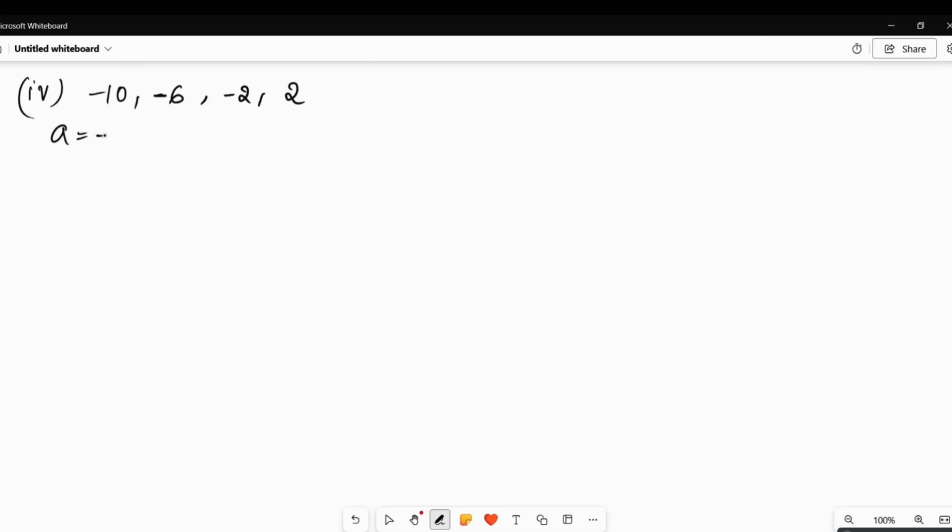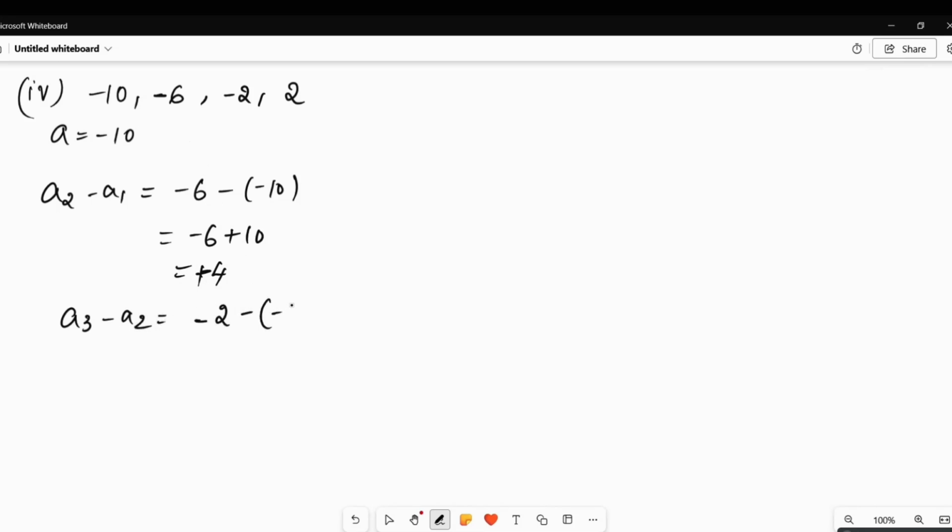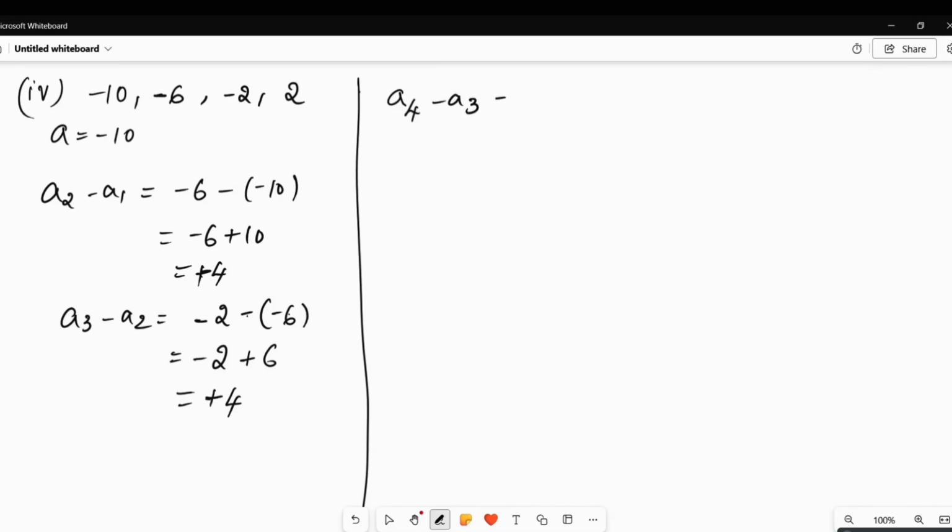Plus 4. A2 minus A1 is minus 6 minus of minus 10. So minus 6 plus 10, it is plus 4. So A3 minus A2: A3 is minus 2 minus of minus 6. So you will get minus 2 plus 6, again plus 4. A4 minus A3 is 2 minus of minus 2. Again it is plus 4. So it is an AP.